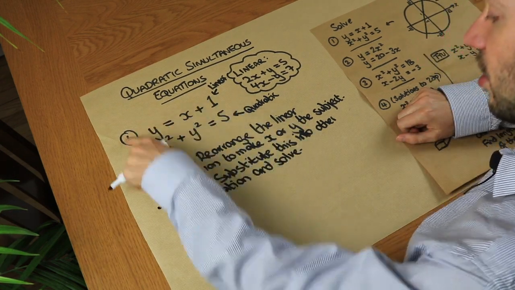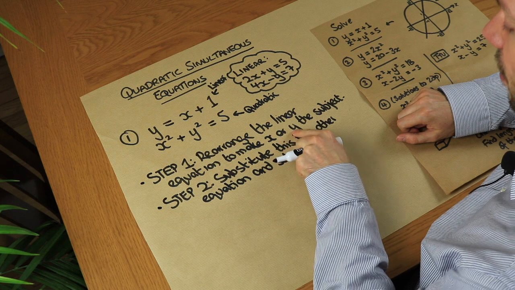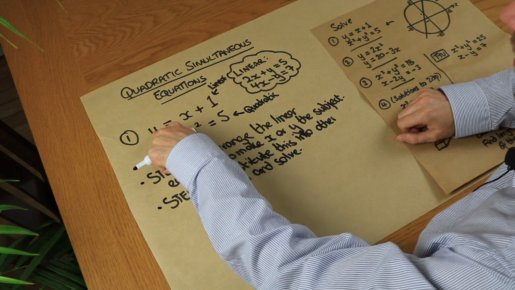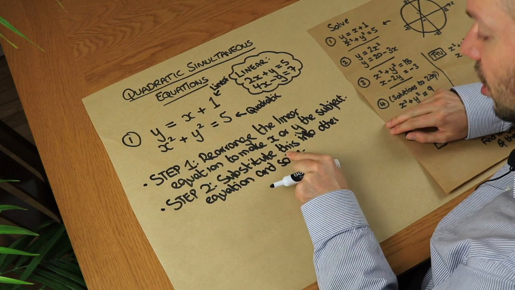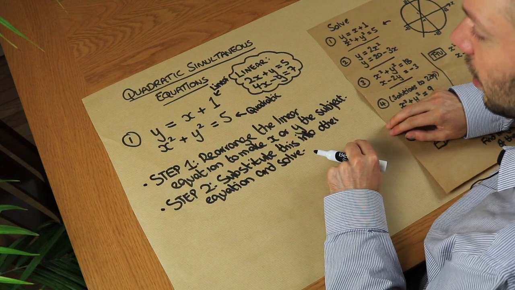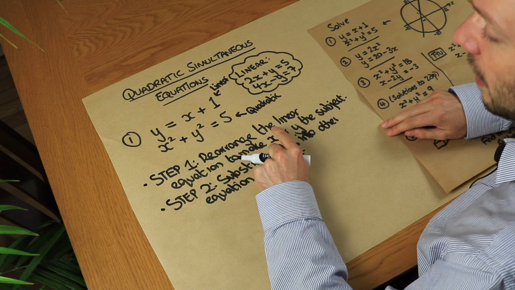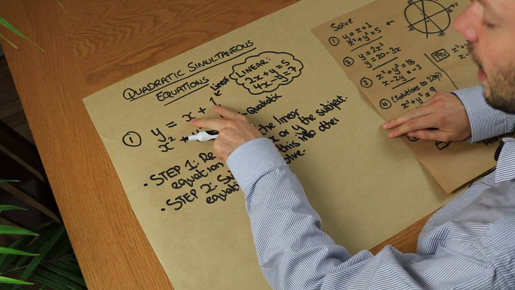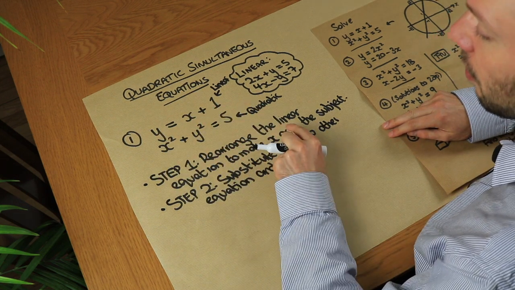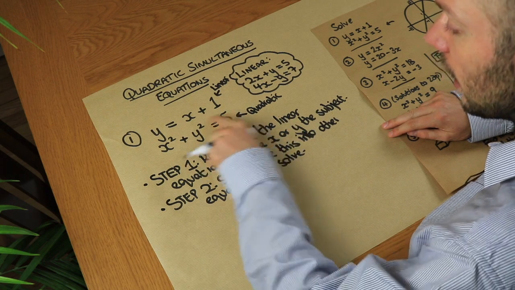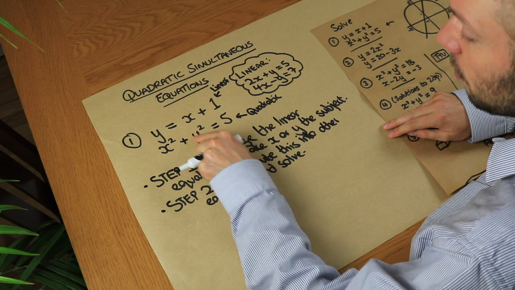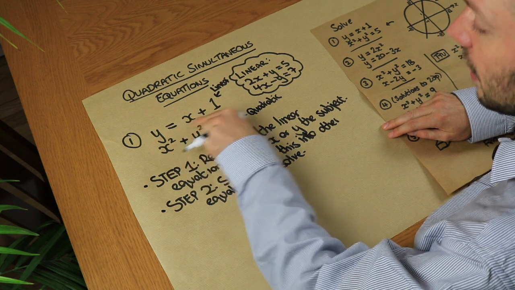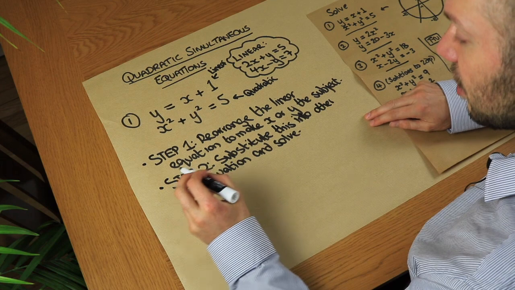Now this is a linear equation, so we rearrange the linear equation to make x or y the subject. Well, y is already the subject, so we don't really need to do step 1. So step 2 is then substitute this into the other equation and solve. And what I mean by this is because we know that y is equal to x plus 1, it means we can replace any instance of y in the other equation with x plus 1. So that y there can be just replaced with x plus 1 because we know y is equal to x plus 1. So let's do that.